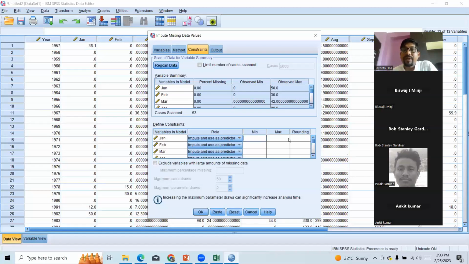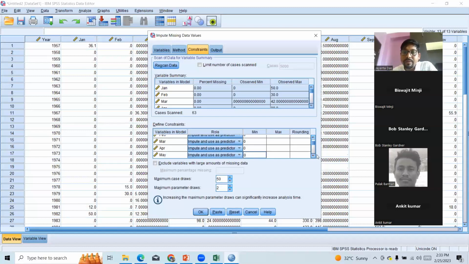Now minimum value and maximum value. You can select minimum value and maximum value here, because in case of rainfall it should be more than 0. So our minimum value should be 0. So we have to assign the minimum value 0 here in order to give the maximum value.